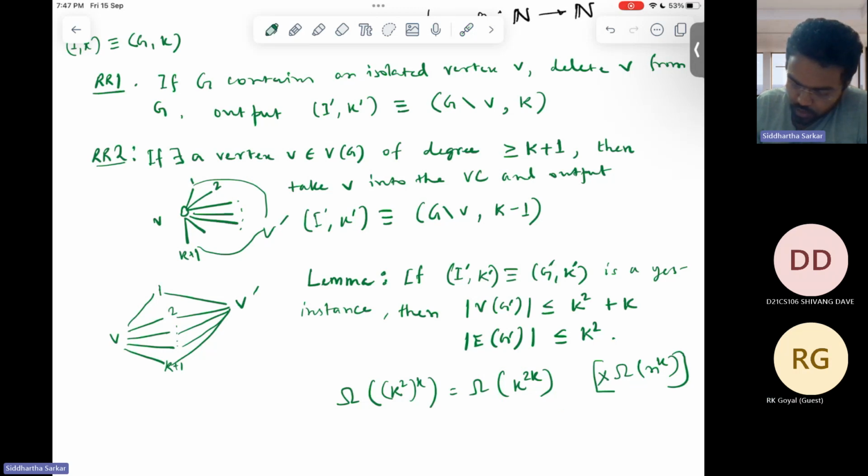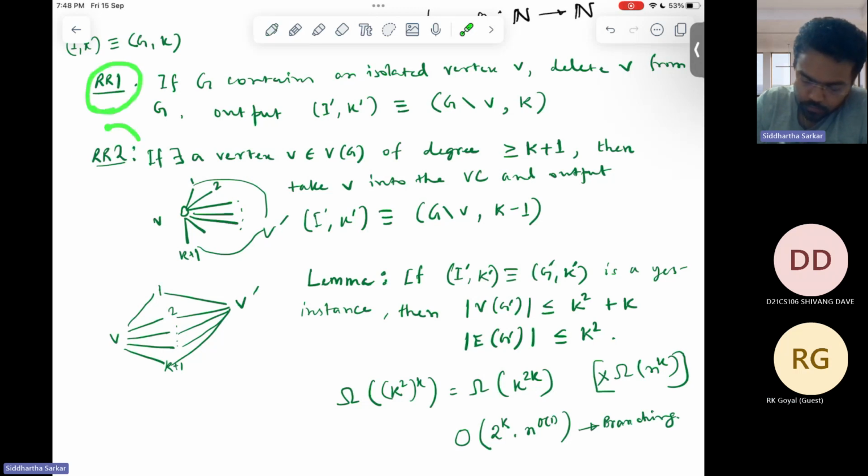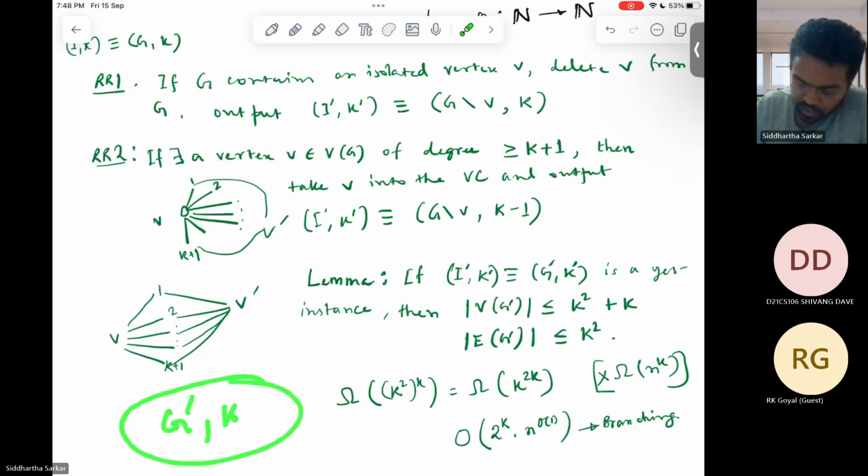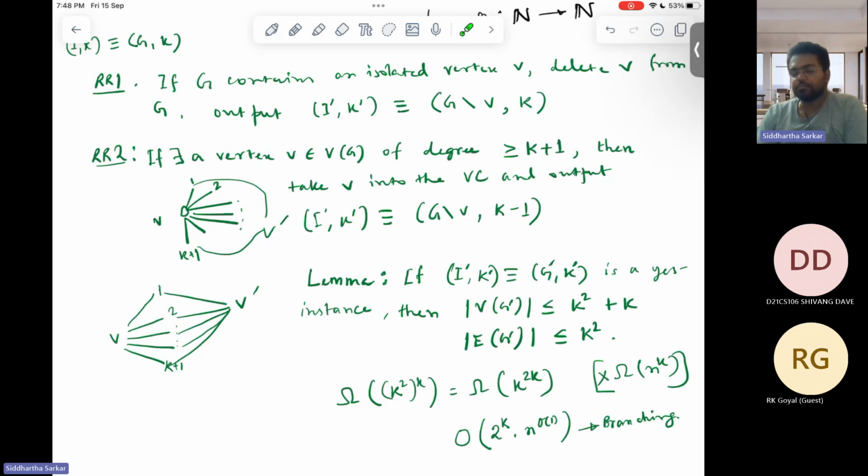In fact, using the branching algorithm, this k in the base can become 2. So we'll have a 2 to the power k times polynomial in n algorithm. This will use branching. The trick is first you do kernelization, that means you apply this set of rules. You obtain the reduced graph, and then you do branching on this.